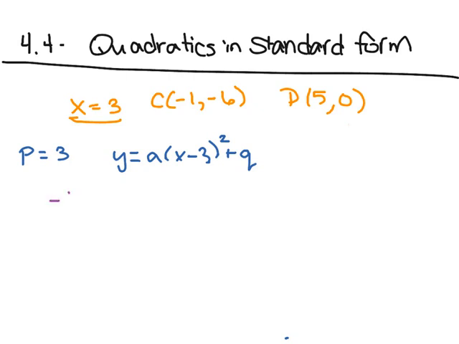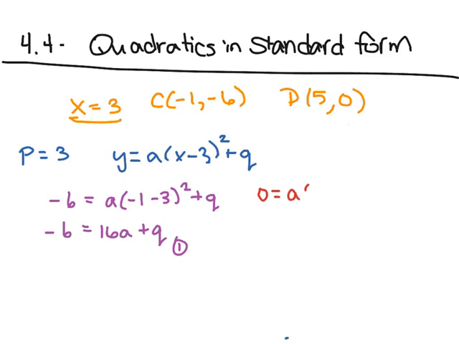So negative 6 equals a(negative 1 minus 3) squared plus q. Negative 1 minus 3 is negative 4, so we have negative 6 equals 16a plus q. So this is our first equation. Our second equation is 0 equals a(5 minus 3) squared plus q. 5 minus 3 is 2, squared is 4, so 0 equals 4a plus q.